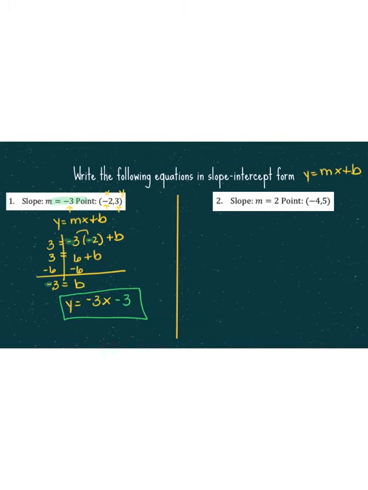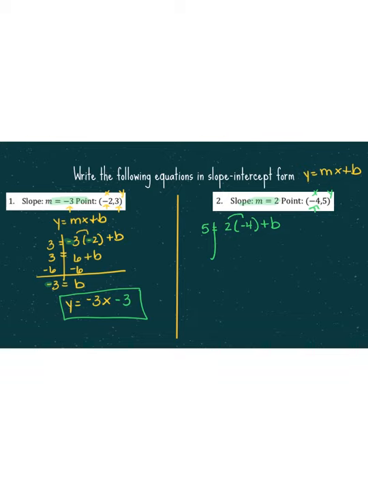Okay, so we're going to continue on and do the same thing with number 2. Okay, so right away I see I have my x is -4, my y is 5, and my slope is m equals 2. So I'm going to start with my y, which I know is 5, equals my slope is 2 times my x. Remember my x is shown right there, -4. And then you're just adding on plus b.